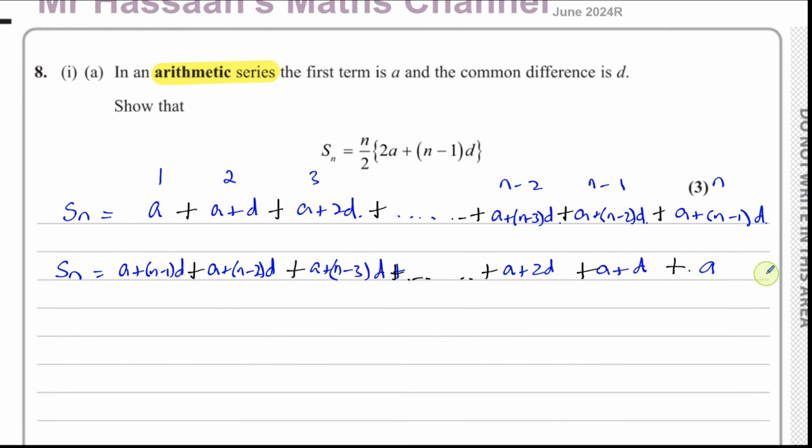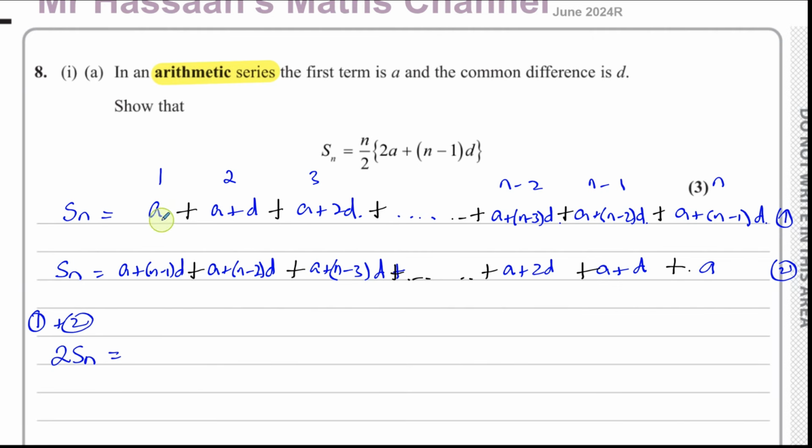Okay, so now I have these two lines. This is line 1 and line 2. So I'm going to do exactly the same thing. I'm going to take line 1 and add it to line 2. So I'm going to get Sn plus Sn, which is 2 times Sn, 2 times the sum of the first n terms.